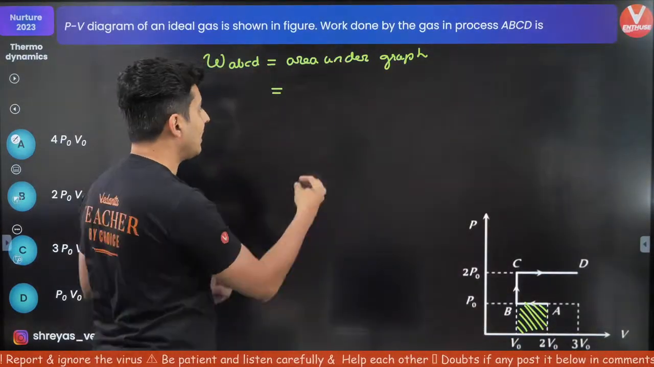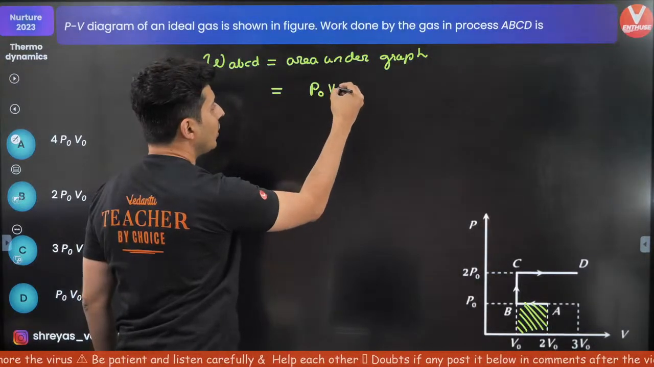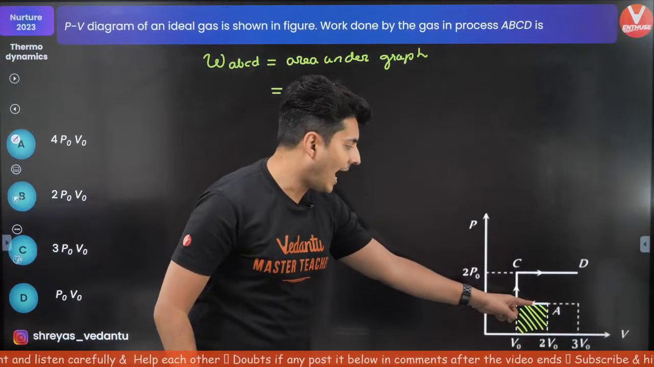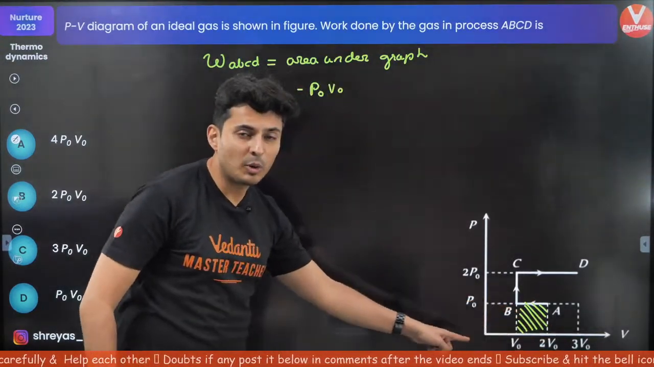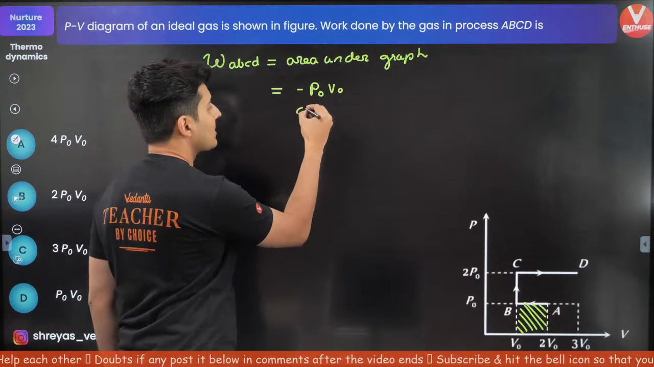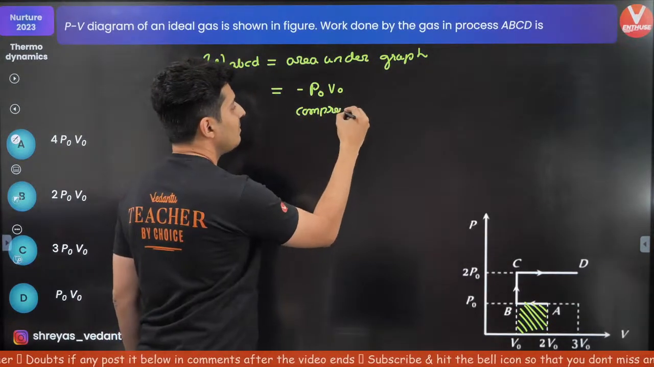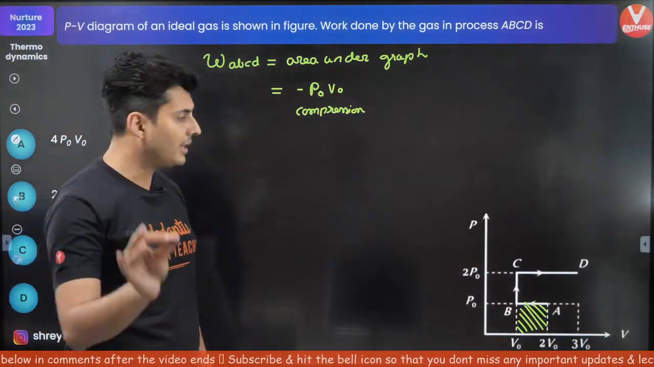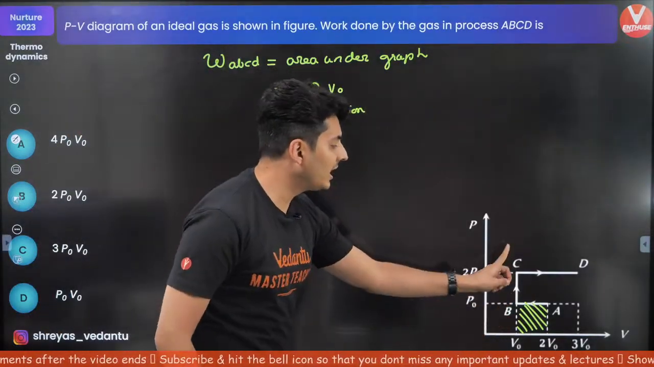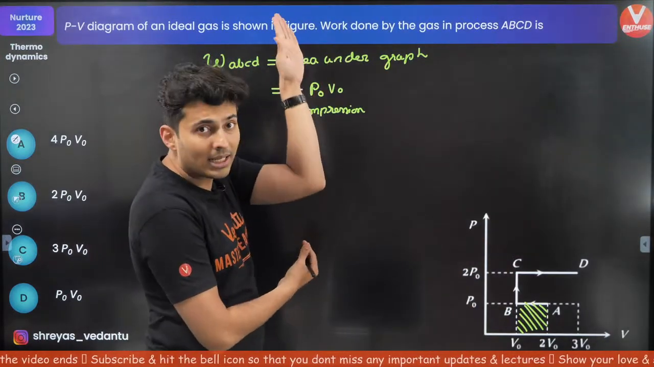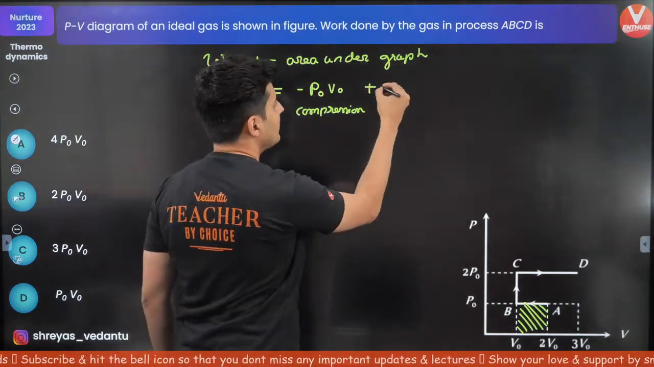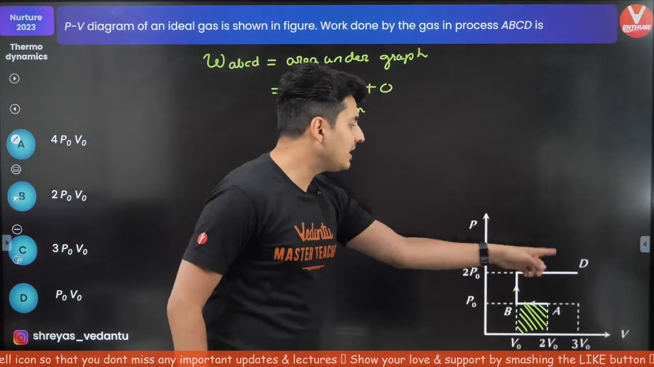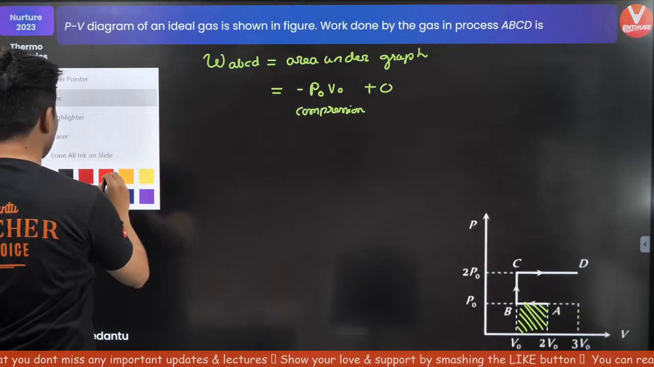So that area will be P0 into V0 but negative sign. Why negative sign? Because of the arrow mark. Big volume to small volume. This is compression, so negative work. Hence minus sign. Understood, my warriors? Very good. B to C. It's a straight graph. Area under a straight vertical graph is 0. So I'll just put 0 over here. Understood? From B to C, there is no area. C to D, you can find out the area. Again, think about it.